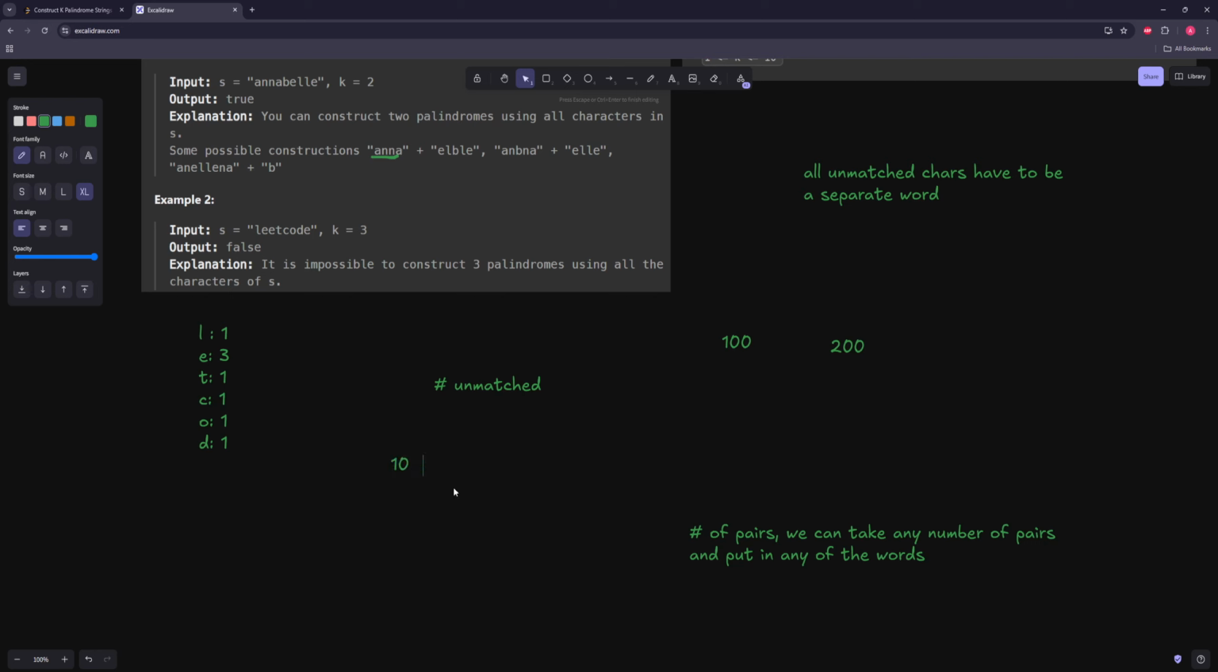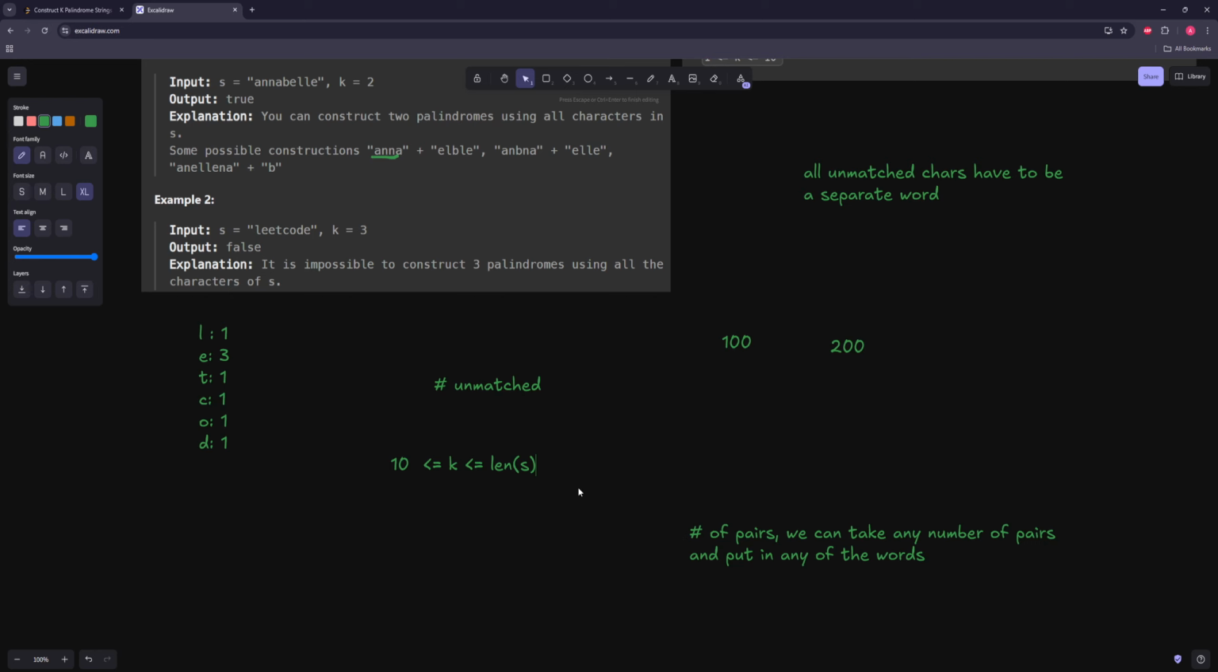Plus this. So the upper bound is like this. This is going to be pairs times 2, because we can break them down, plus this original unmatched, so 10. And this just turns out to be the length of the string, right? Like a string is going to have either pairs or single characters, and then this is going to be the length of the string. So this just ends up being the length of S.